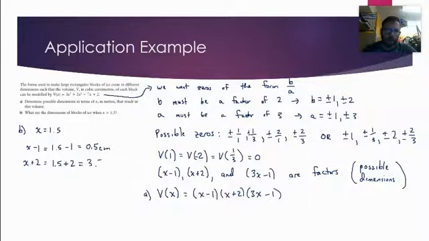So the second possible dimension is 3.5 centimeters, and the final one, 3x minus 1. 3 times 1.5 minus 1, 4.5 minus 1, also 3.5 centimeters. All right.